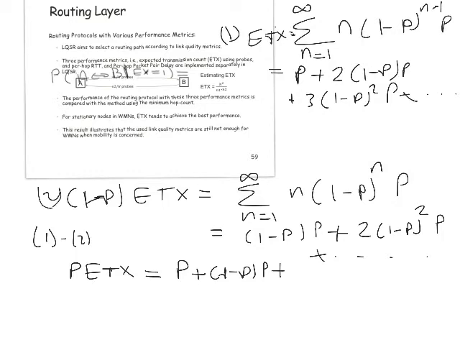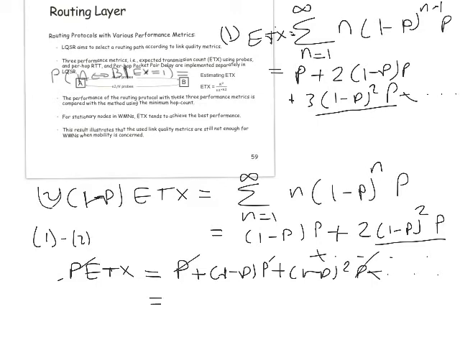Plus, this one is similar to this one, this is 2 and this is 3, so it will be (1 minus p) squared times p, plus, and so on. So this is a geometric series. Why? Because you can see that the n has disappeared. The n was really causing the problem here. The other thing is that this p can actually cancel with the p on the other side, so it becomes much simpler now.